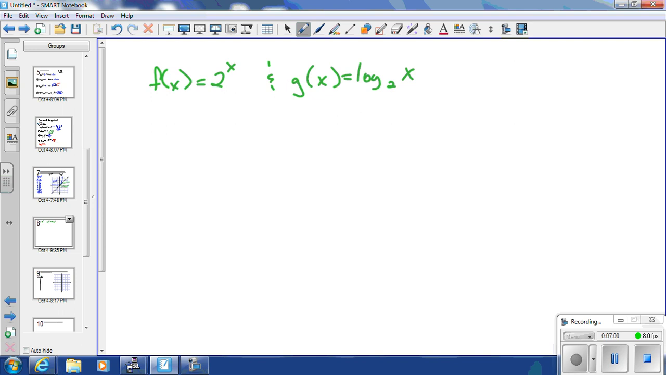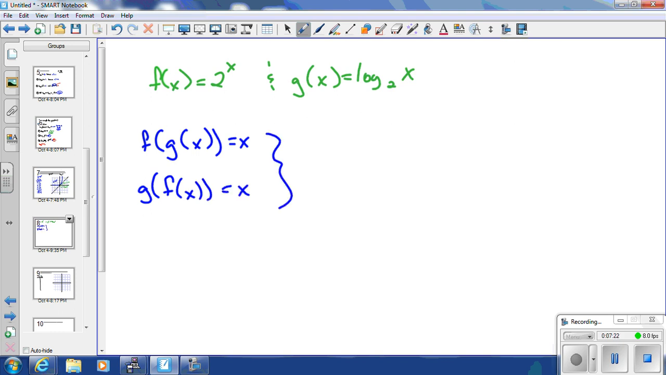Well, one way that we can show this, if you remember, one way to show that two functions are inverses, this is actually a test question a couple of chapters ago. If I can show that f of g of x equals x and g of f of x equals x, then I will have demonstrated that f of x and g of x are inverses. So I'm going to do exactly that.